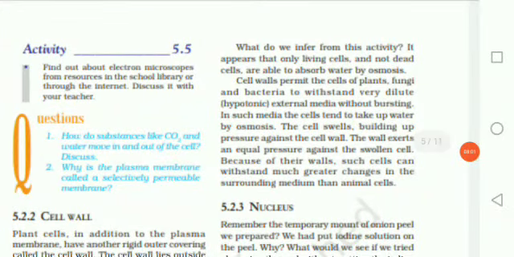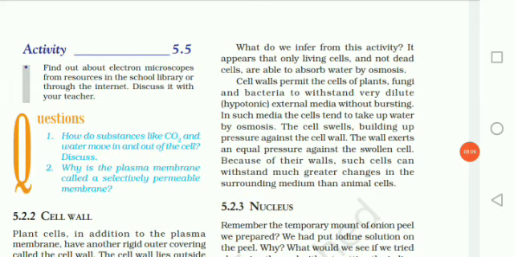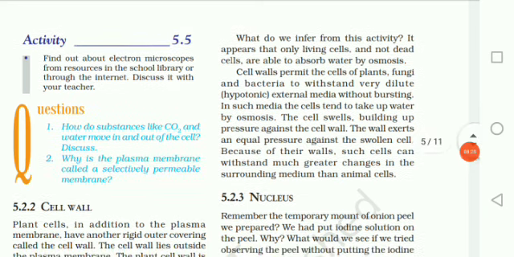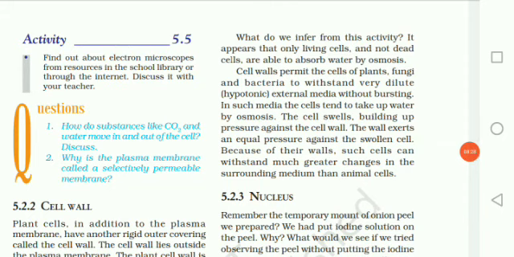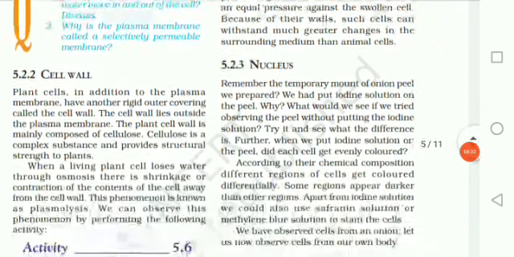Then we have the cell wall, which permits the cells of plants, fungi and bacteria to withstand very dilute, that is hypotonic, external media without bursting. In such media, the cell tends to take up water by osmosis. Now the cells will swell and build pressure against the cell wall. These walls exert equal pressure against the swollen cell. Such cells can withstand much greater changes in the surroundings than animal cells.